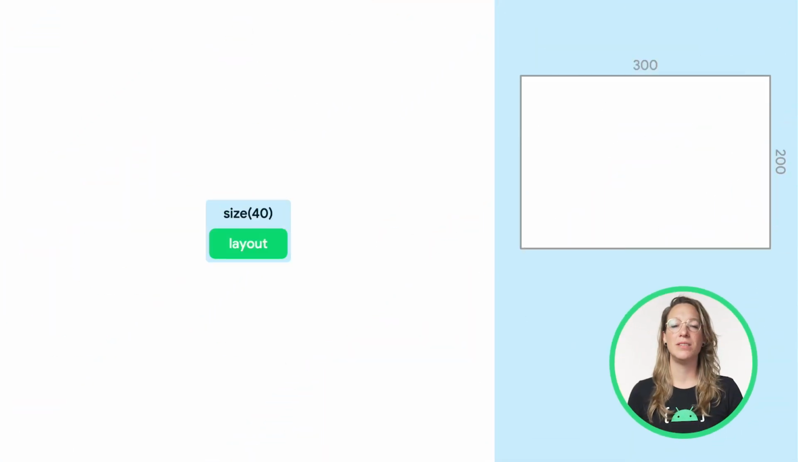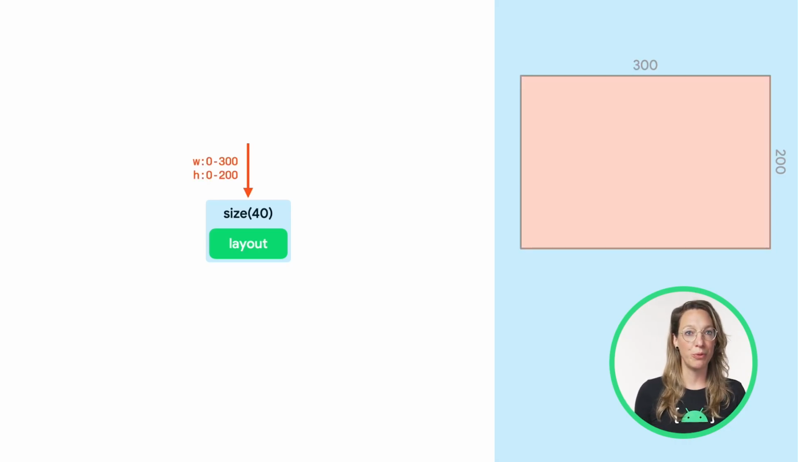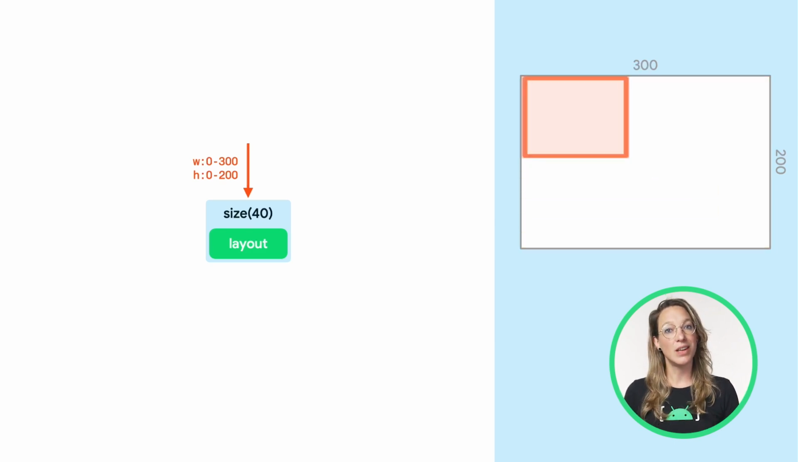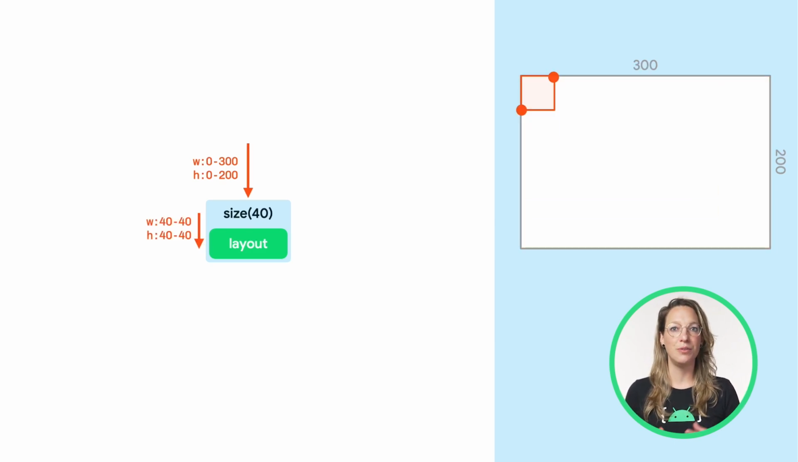We can start with a simple size modifier that adapts constraints to fixed minimum and maximum values. In this case, the constraints going in are quite flexible, allowing widths between 0 and 300 and heights between 0 and 200. The size modifier changes those constraints to a fixed width and height of 40 before forwarding to its child.